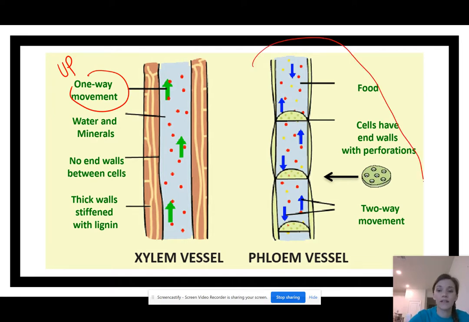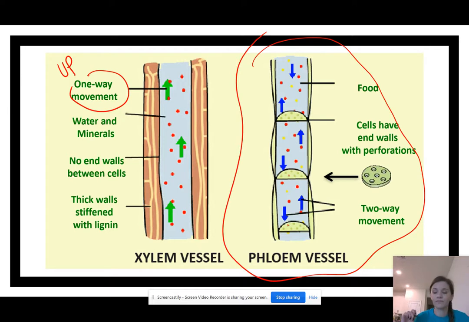We'll come back to this and talk about the phloem stuff in a few slides. But the phloem is food, sugars, proteins. The cells do have these end walls with these pores that kind of help filter stuff too. And the phloem goes both ways, but we'll get there.